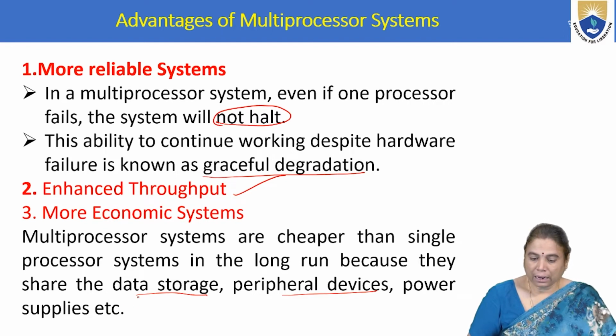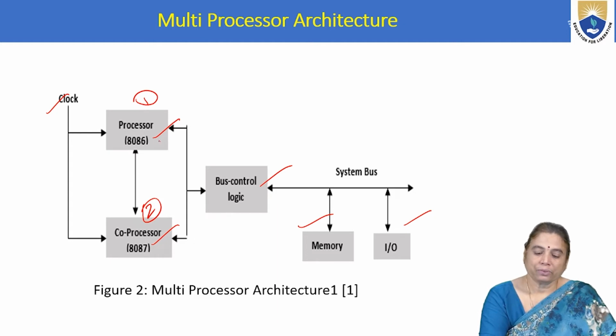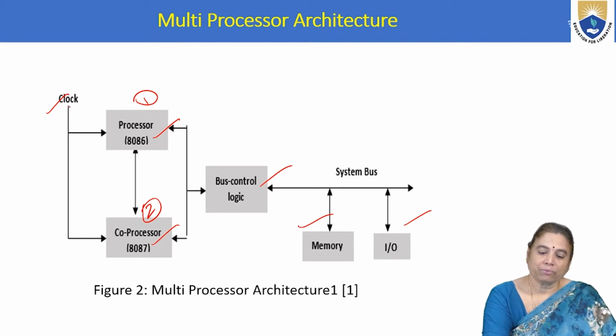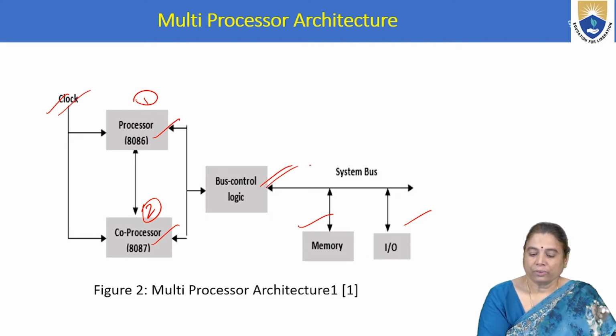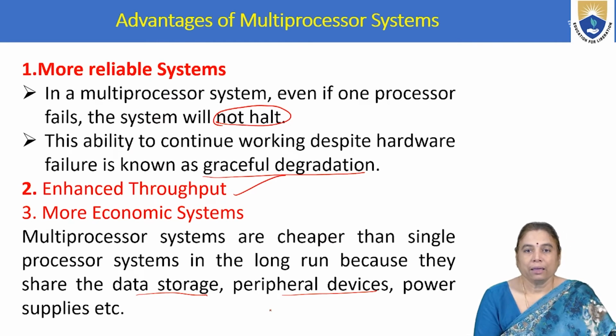From the common architecture of the multiprocessor system, more than one processor is employed, but these processors share the common resources of clock, bus logic, memory, and I/O. So here these processors share all these resources, making it a more economic model of processor architecture. So these are the advantages of the multiprocessor systems.